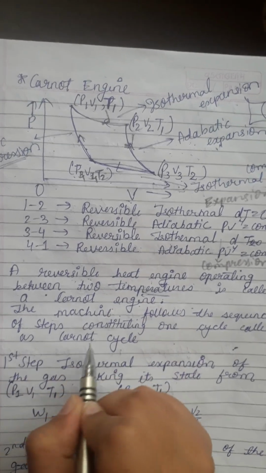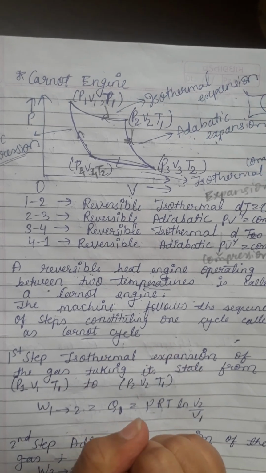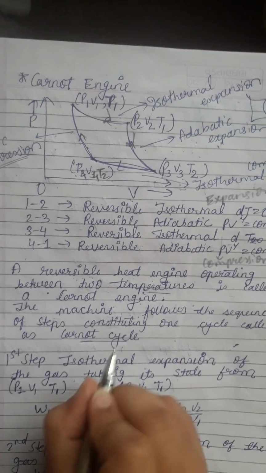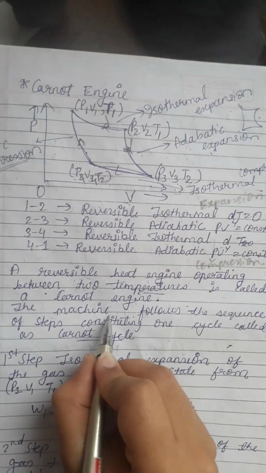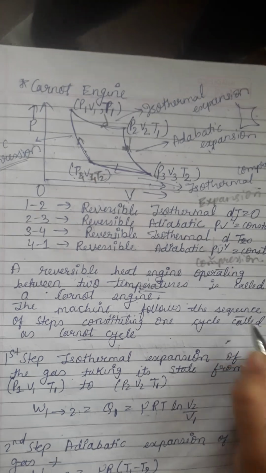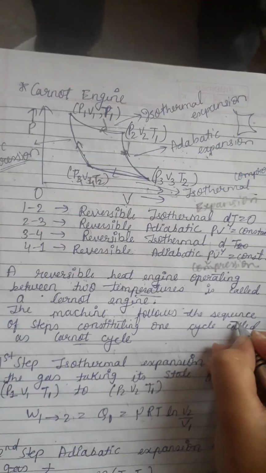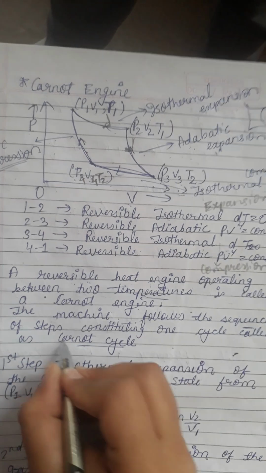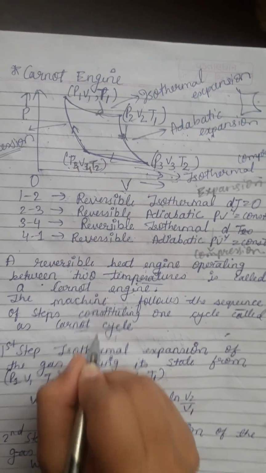Now here we have also heard about the Carnot cycle. A mechanism that follows a sequence of steps, consecutively completing one cycle, is called the Carnot cycle. Sequence means the steps come one by one, so the system follows the steps in continuity, and one cycle is called the Carnot cycle.